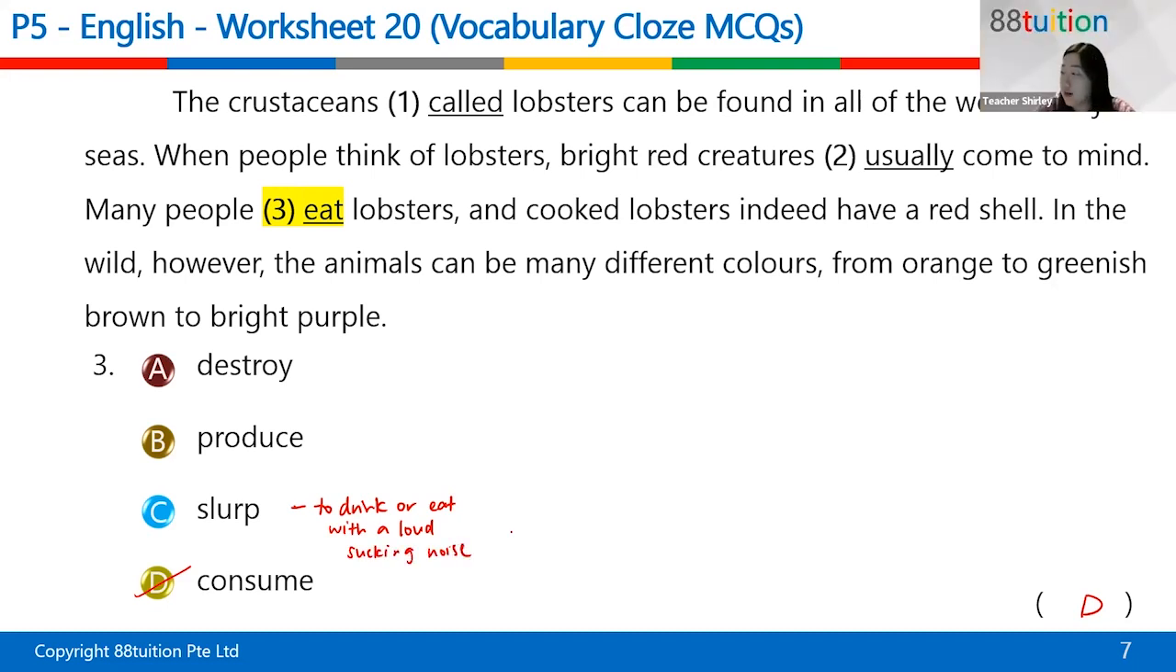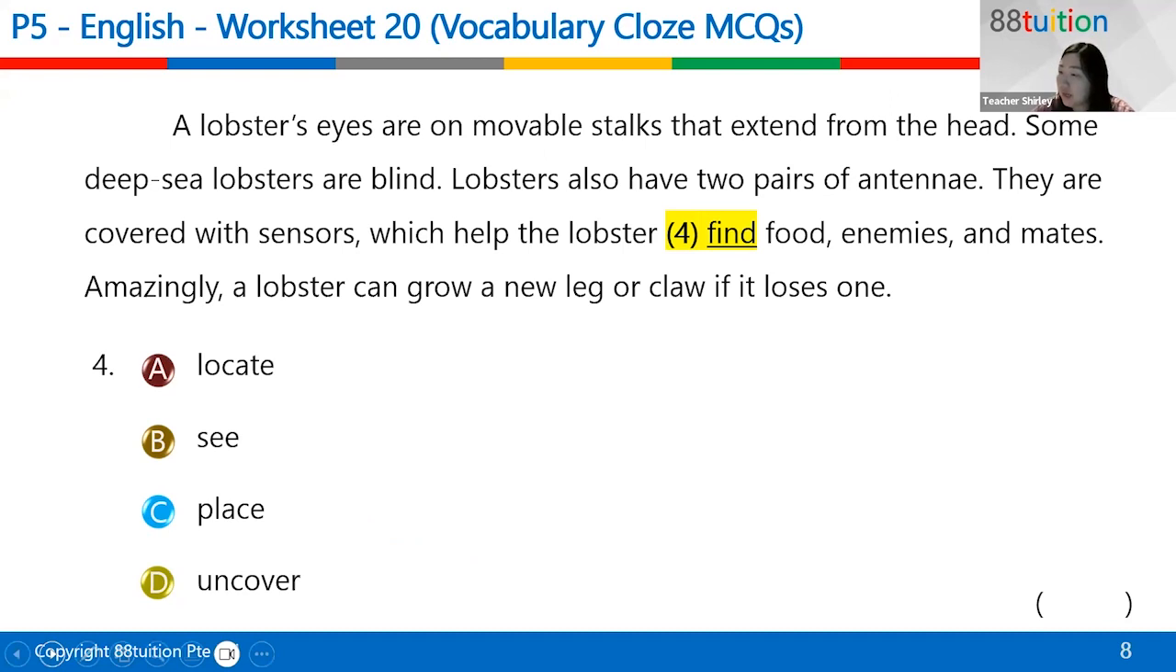Okay, great. Indeed, in the wild, however, the animals can be many different colors, from orange to greenish brown to bright purple. So many different colors. A lobster's eyes are on movable stalks that extend from the head. Some deep sea lobsters are blind. Lobsters also have two pairs of antennae. They are covered with sensors, which help the lobster find food, enemies, and mates. Yes, Yunxuan.